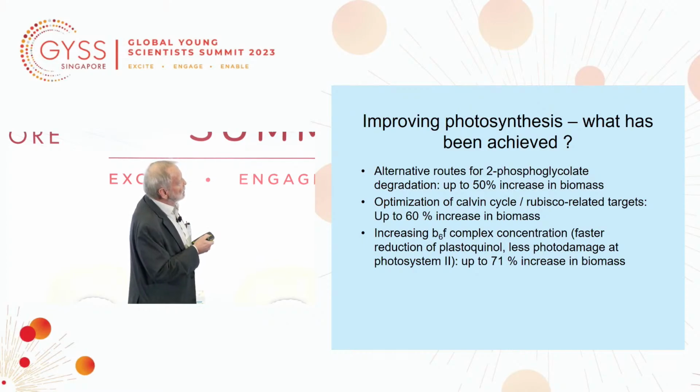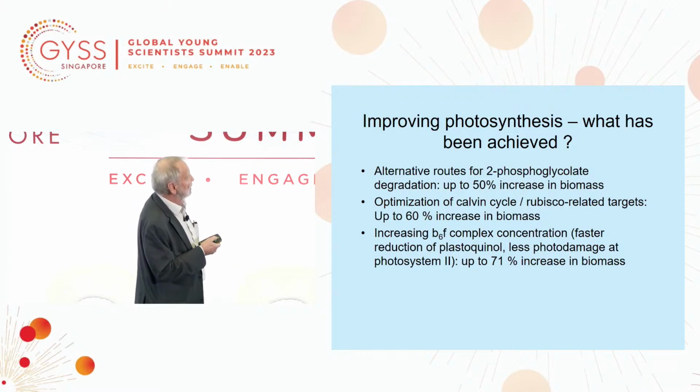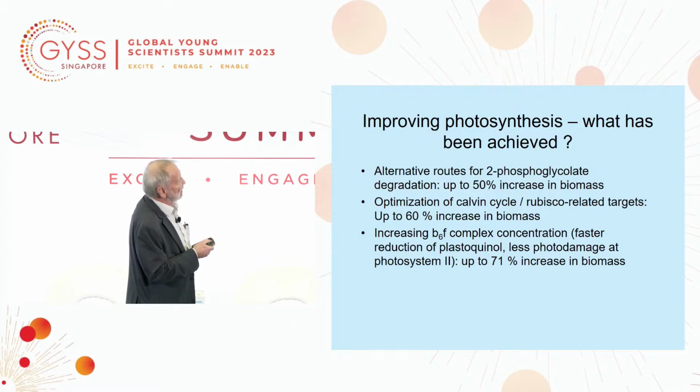And also, when you increase the B6F complex concentration, which is the one which oxidizes the plastoquinol and gets the plastoquinone back, so less photodamage at photosystem 2 occurs, you will have up to a 70% increase in biomass. And what is nice is that these increases are additive. So you should be able to triple the amount of photosynthetic yield in the future.